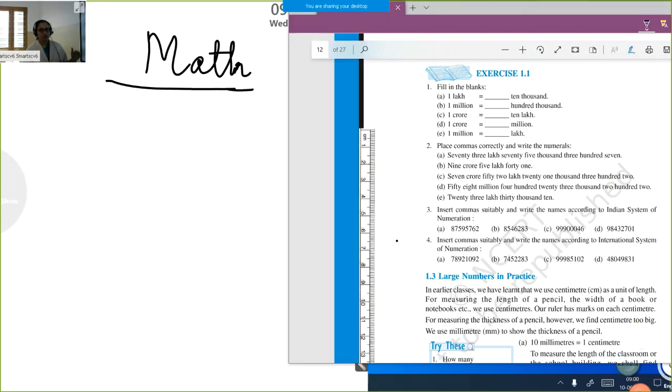Children, you can send the homework through my WhatsApp number. Also, you have the parents teacher app. From that also you can send the homework.